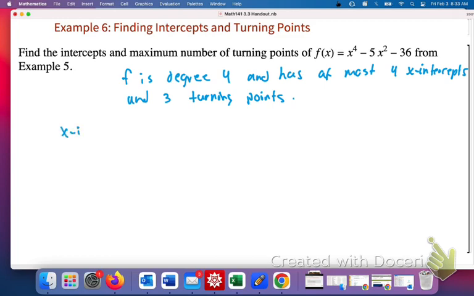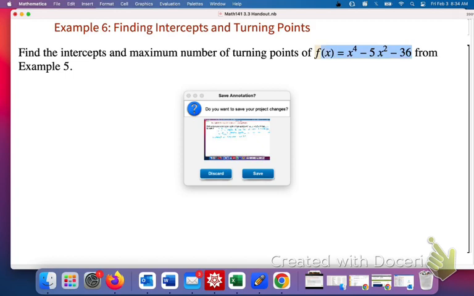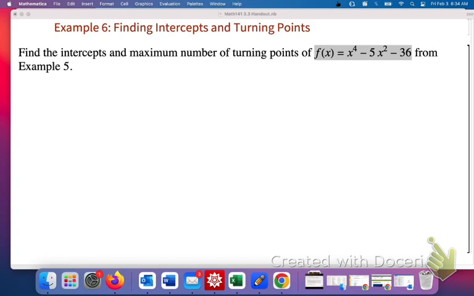Now, we saw that the x-intercepts of f of x were x equals plus or minus 3. So this function only ended up having 2 x-intercepts, but we for sure knew that there could not be more than 4 of them, and there could not be more than 3 turning points. Okay. All right. And we could graph this in Desmos just to verify that. There should be 2 x-intercepts, but we'll find the actual number of turning points by looking at the graph.